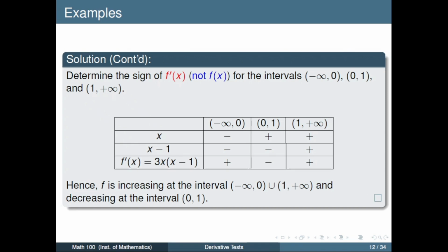Okay? So, to recap again, para malaman kung saang intervals increasing or decreasing ang isang function, first, we get the derivative, we get the critical numbers. Those are the values of x for which f prime of x equals 0 or is undefined. Then, make a table of signs. So, nasa taas yung intervals na hinati natin based on the critical numbers. Nasa left yung factors ng f prime of x. And then, fill out the table. And finally, f is increasing doon sa may mga positive na sign si f prime and decreasing doon sa may mga negative na sign si f prime.